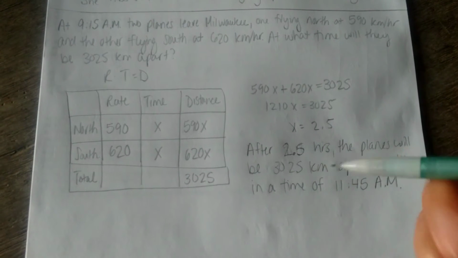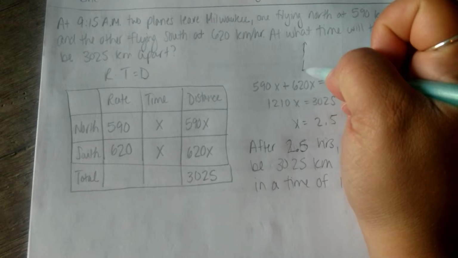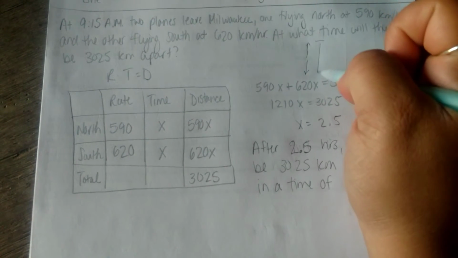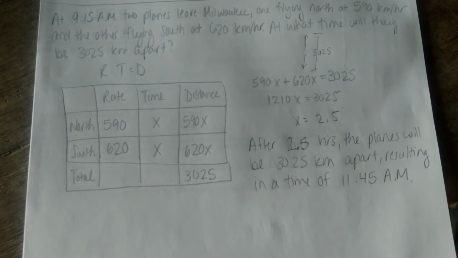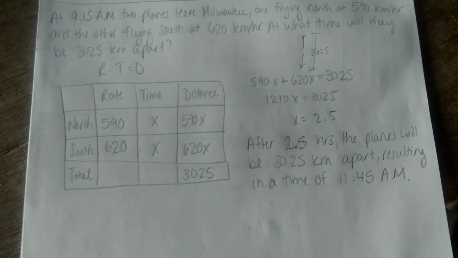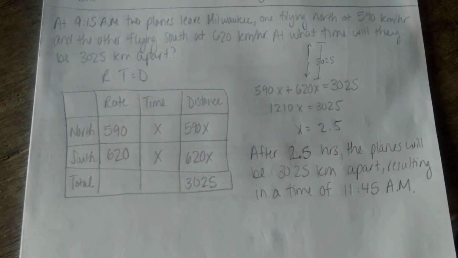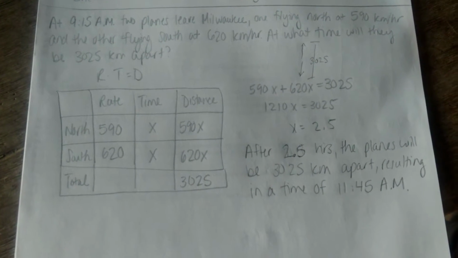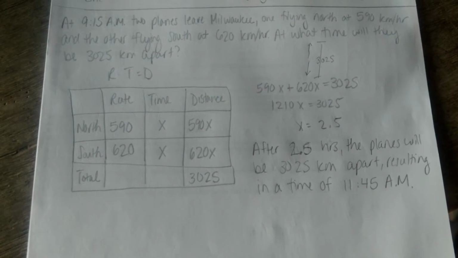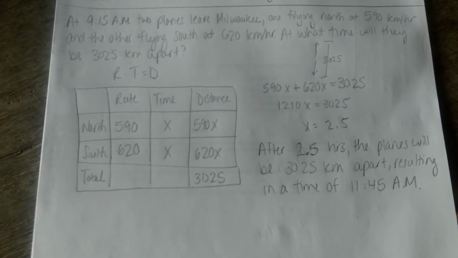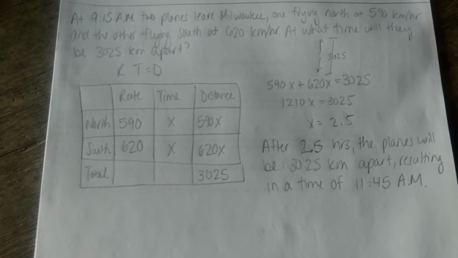Some people may want to draw a quick picture: as one plane goes north, the other goes south, and altogether this total distance is 3,025. Your rate, you know how much it's going north and how much it's going south. They leave at the same time, so time is going to be x in both cases. Distance, once again, is written as an expression, not a specific number. So rate times time, 590 times x, is 590x.